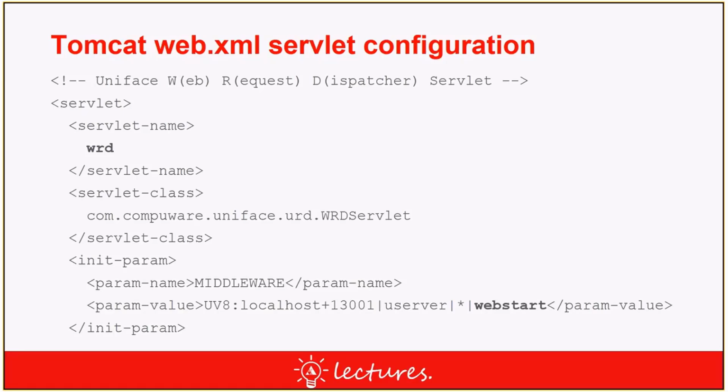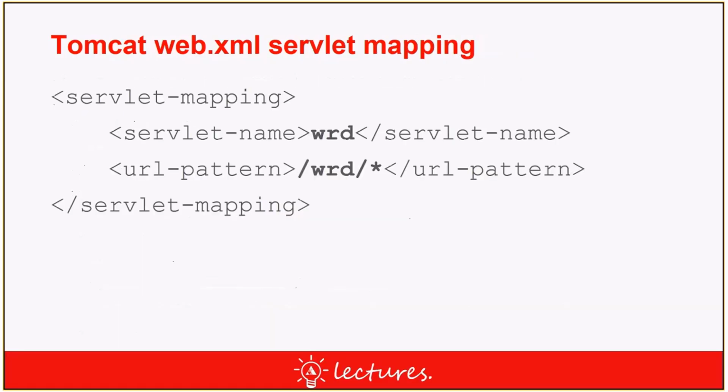The other little bit at the end of the file to note is that there is a servlet mapping which maps the URL to that configuration. So if I don't like WRD, I could change that to prod or web or something else to suit my requirements. Okay.